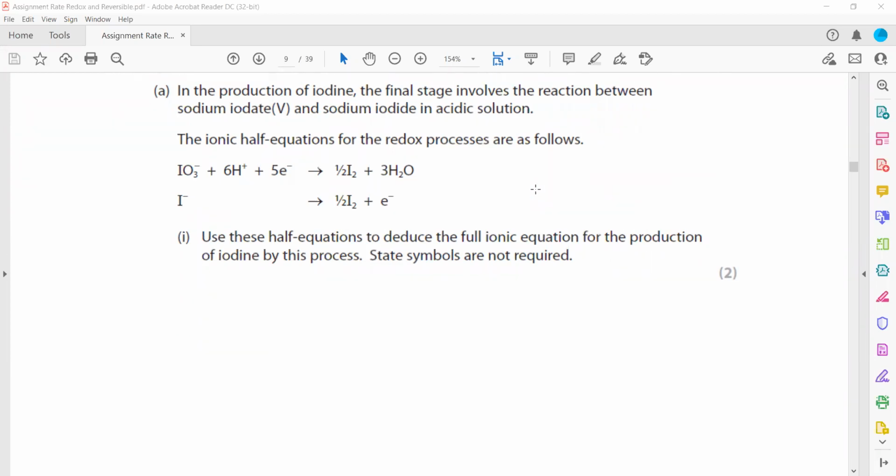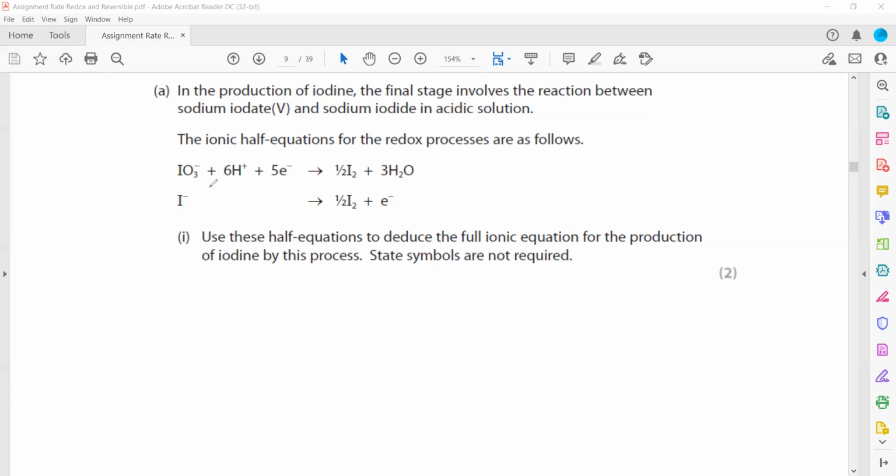In the production of iodine, the final stage involves a reaction between sodium iodate and sodium iodide in acidic solution. The ionic half equations for the redox process are shown. Use these half equations to deduce the full equation. So how do we deduce the full equation? Number one, to balance the redox half equation, first we balance oxygen by adding water.